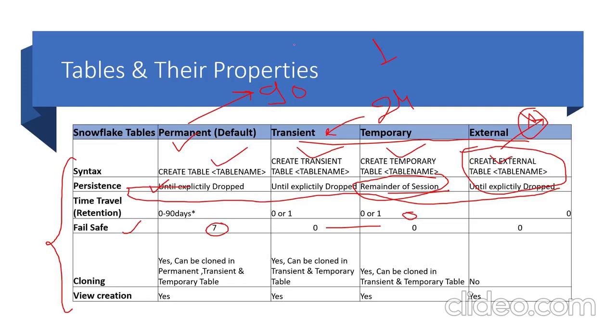But for permanent, I can set any value between 0 to 90 days, even 5 days or 20 days or 25 days, depending on my use case, depending on the type of table I have, depending on what kind of data I'm putting into it. And it provides 7 days of additional fail-safe, which is non-configurable, and there is no control for the user in this.